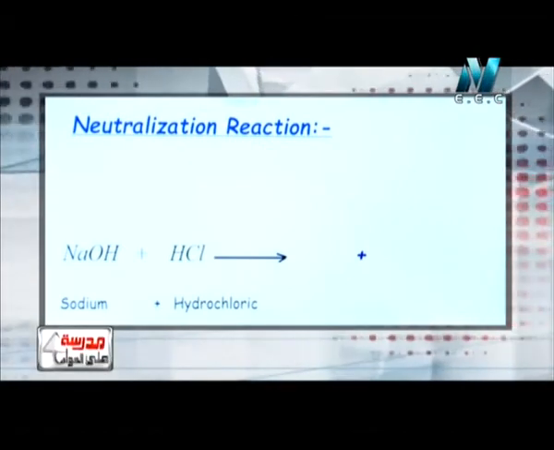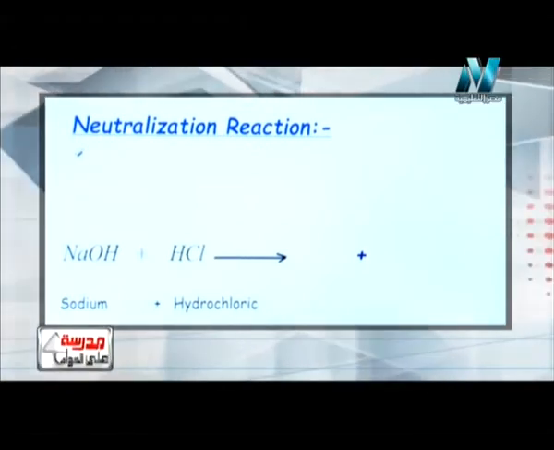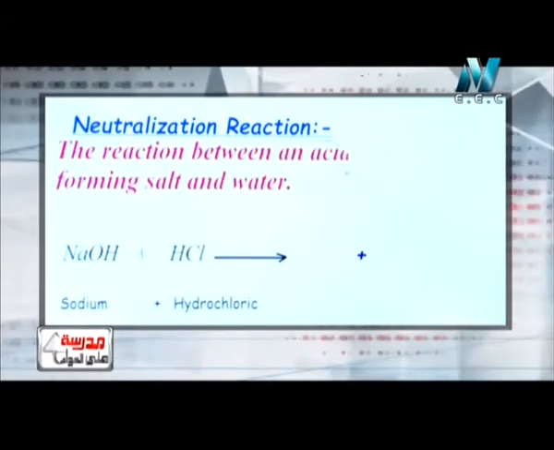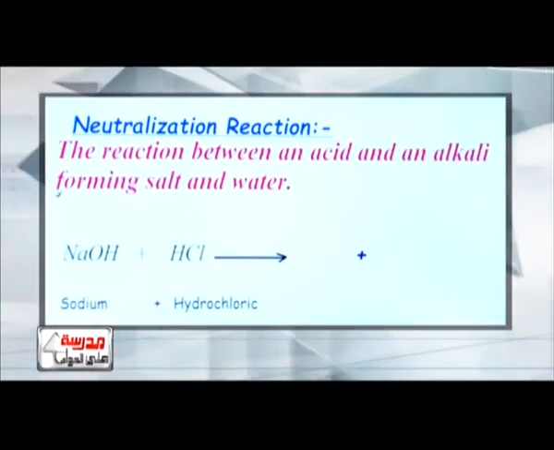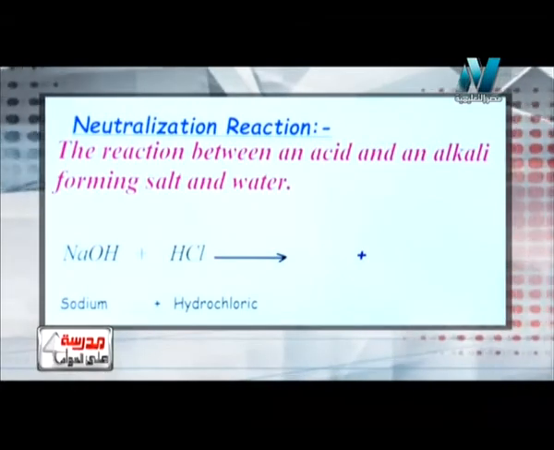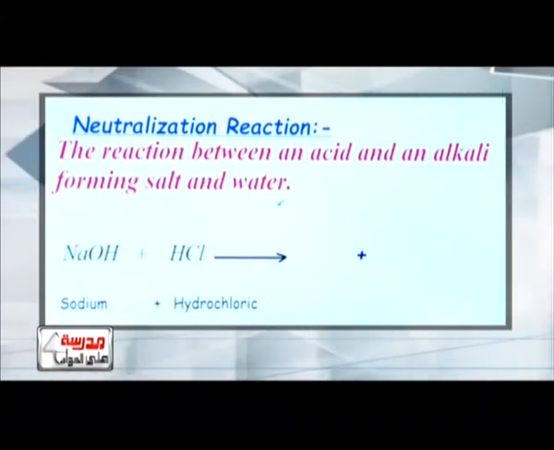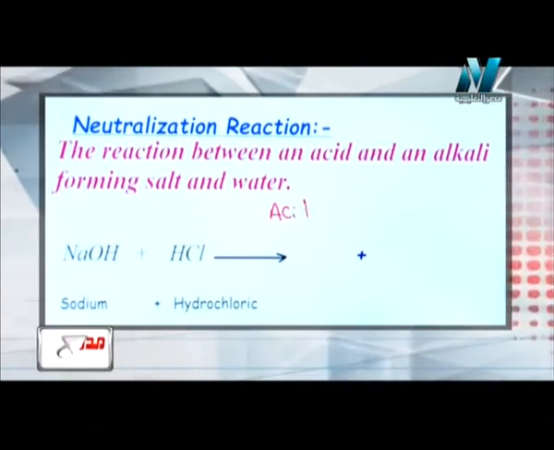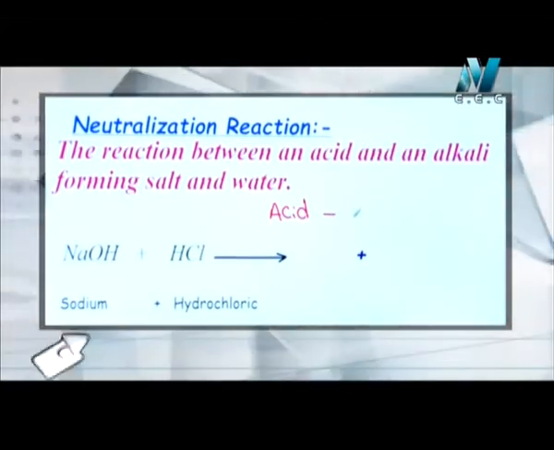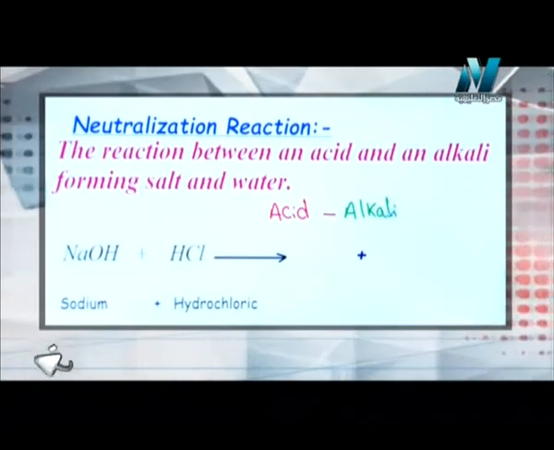On the other side, we have another type of chemical equation: the neutralization reaction. To define what is meant by neutralization reaction, it is the reaction between an acid and an alkali forming salt and water. So what is meant by neutralization? We form a neutral substance, so we have to differentiate between acid and alkali. We studied this before in first prep.